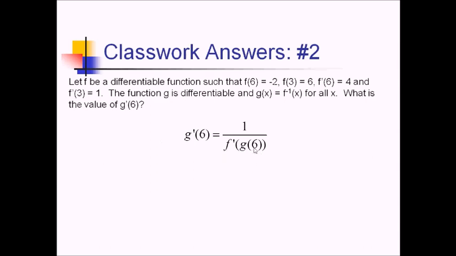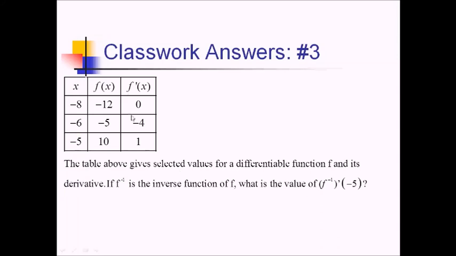G of 6, that's going to be the input to f when the output is 6. So let's look for an output of 6 for the f function. We see up here f of 3 equals 6. So since 6 is the output, that means that 3 is g of 6. 3 is our input, so this is really going to be 1 over f prime of 3. Do we know f prime of 3? We do. It's 1. So this is just going to be 1 over 1, which is 1.